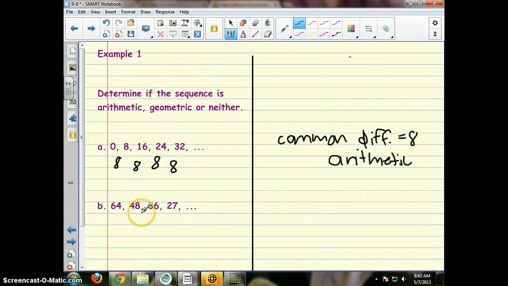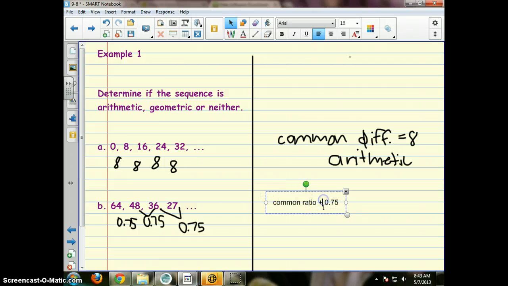Let's look at our second example here. 48 divided by 64 is 0.75, or 3/4. 36 divided by 48 is the same thing, 3/4 or 0.75. And if we check our last, 27 divided by 36, it is also 3/4 or 0.75. So this has a common ratio. The common ratio is 0.75. Therefore, we know that this sequence must be geometric.